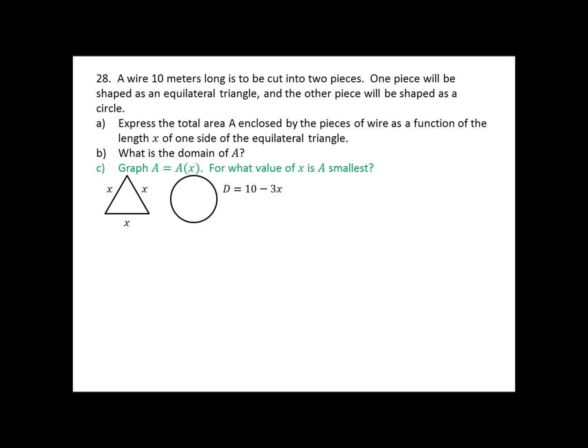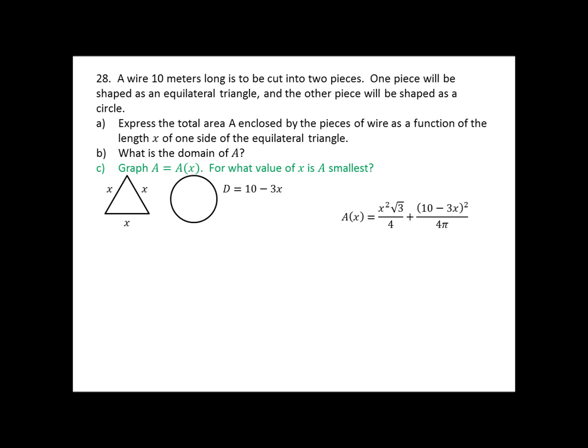So I've got my two shapes, an equilateral triangle and a circle. The equilateral triangle has 3 equal sides, all of them x. Now if I use that much of the wire to make the equilateral triangle, that leaves 10 minus 3x to make the circle. So that's the circumference of the circle.